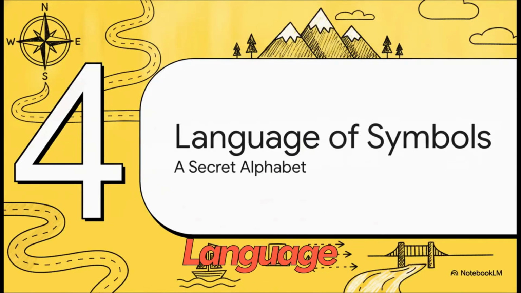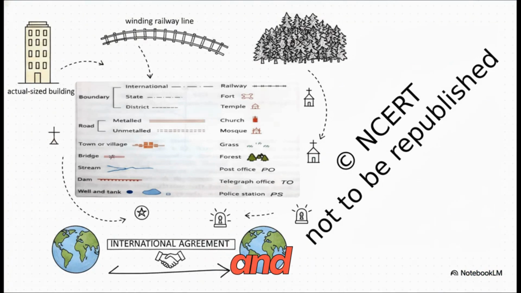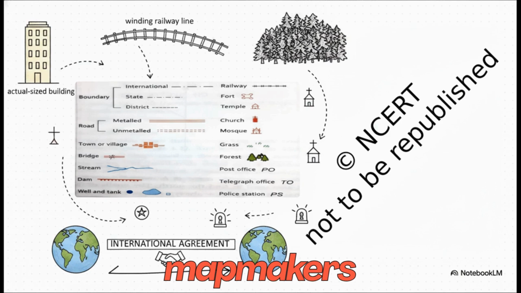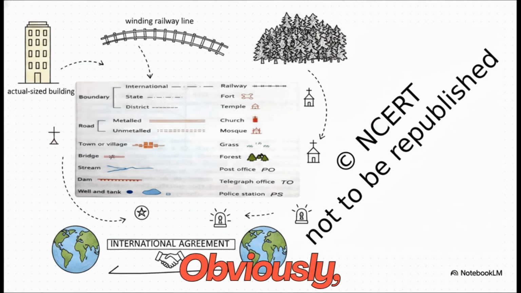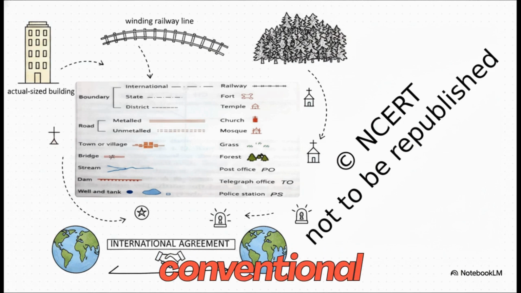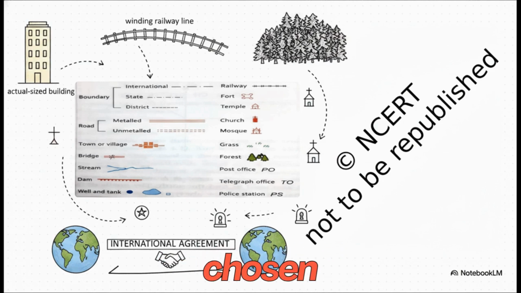Section 4. The language of symbols. All right, so we've got distance down, and we've got direction. Now let's uncover a map's secret alphabet. This is an absolutely ingenious space-saving technique used by mapmakers all over the globe. Obviously, you can't draw an actual-size building, a winding railway line, or a sprawling forest on a standard piece of paper, so cartographers rely on what we call conventional symbols. These are carefully chosen letters, lines, shades, and tiny pictures.